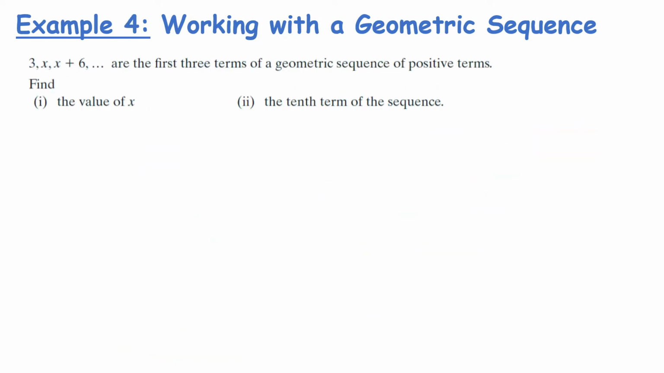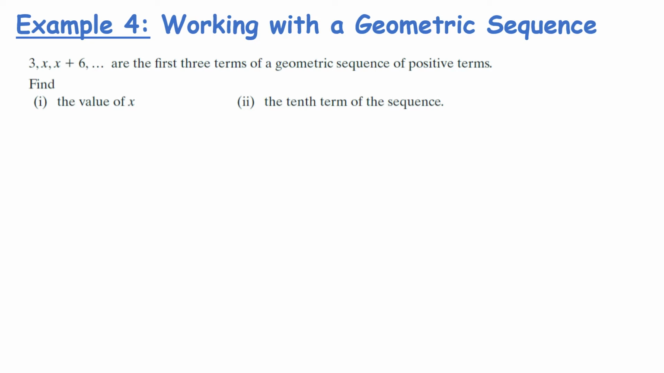Example 4. This is a great example, and we've seen something quite similar to this appear on our paper. We have 3 terms here, and we're told that they're the first 3 terms of a geometric sequence. So 3, x, and x plus 6.